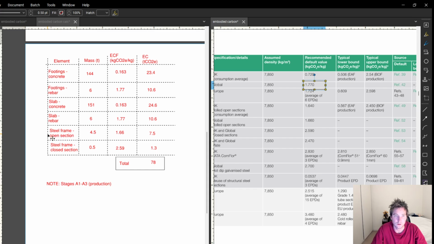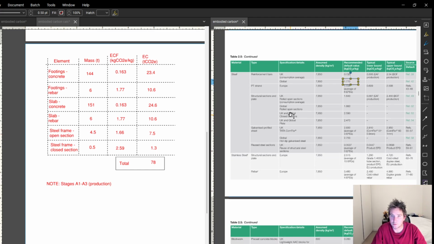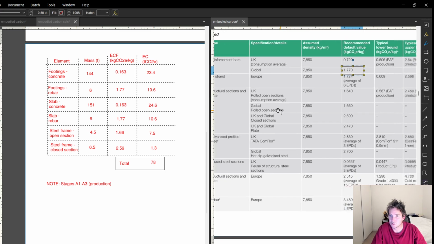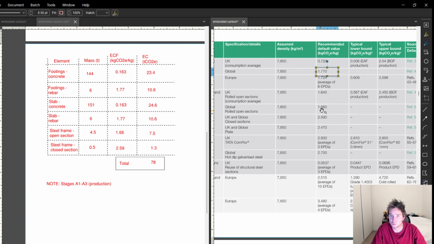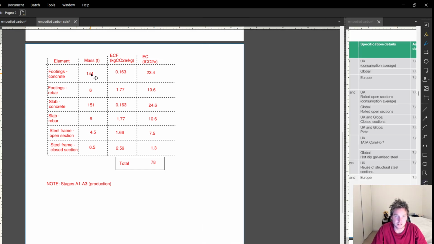Then concrete, similar thing, I've got the same factors in my slab, so there's a 0.163 and the 1.77, I'm just multiplying those two. And the steel frame, if you come down here, the structural section, so I'm using global again. You'll see the rolled sections are 1.66, and a bit higher for the closed sections, 2.59. So as I mentioned, multiply your mass that we calculated by the embodied carbon factor, which we downloaded from that guide, and sum it together: 78 ton.